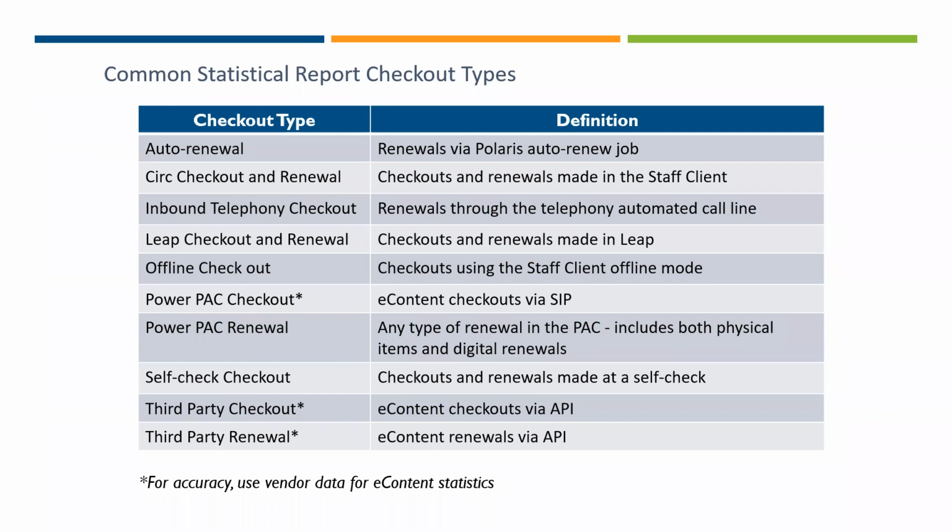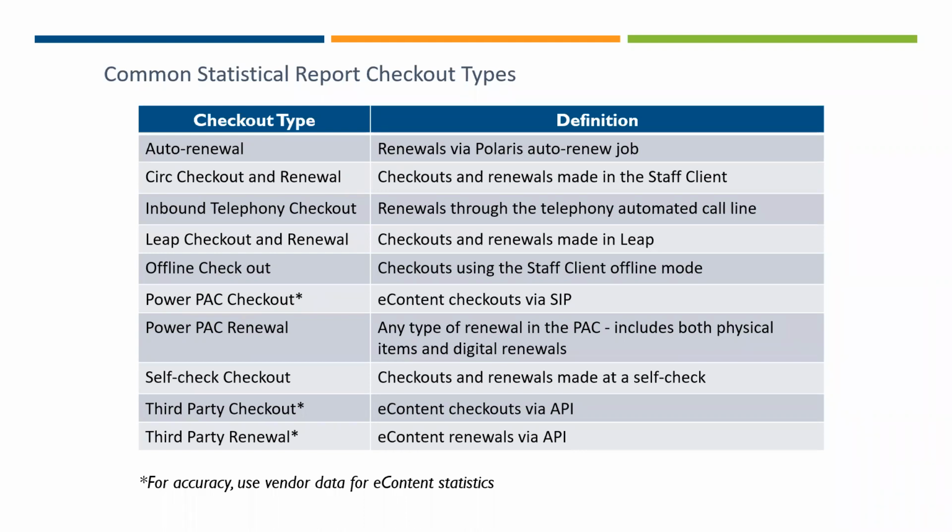Now, we encourage libraries to use statistics from your e-content vendors for accuracy. The e-content checkout numbers you get from Polaris are likely going to be lower than the numbers you get from your vendors. This is due to how frequently some vendors will make a call to Polaris to authenticate. For example, if the patron is using the Libby app, Overdrive does not make a call to Polaris every time the patron performs an activity in the app, which means Polaris is not able to record every transaction the patron does in the app. Because of that, the numbers Polaris shows will be different than the numbers that Overdrive will give you.